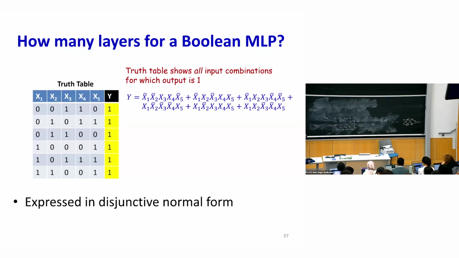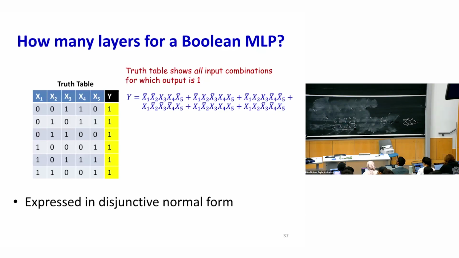So the ANDing is represented as a multiplication, the OR is represented as a summation, and so this is a sum of 6 clauses, each of which is a product of 5 terms. And this provably computes this function. It doesn't matter how complex the function is, I can always write it in this form.